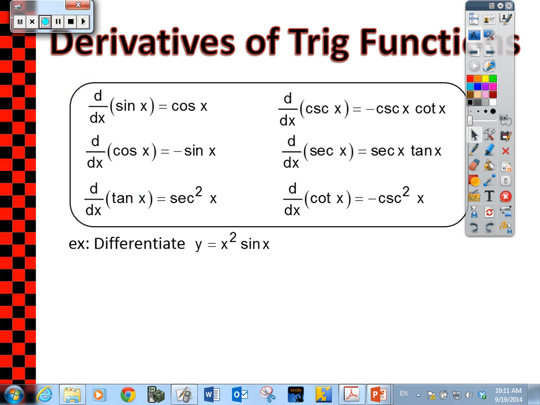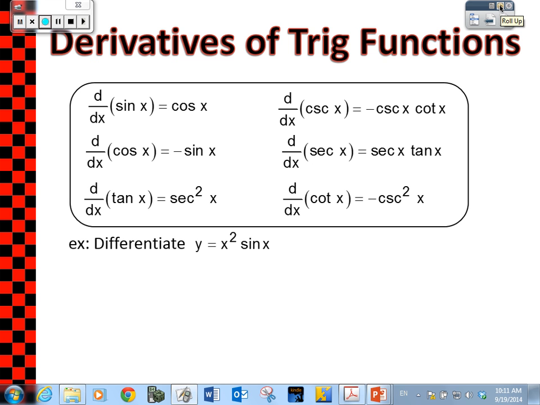Okay guys, let's take a look at today's lesson. We're going to be looking at derivatives of trig functions. This is pretty important memory work. It's just memory work. You're going to have to memorize the derivatives. So let me go through and give you some pointers on how I remember them. Maybe that will help you to remember them.